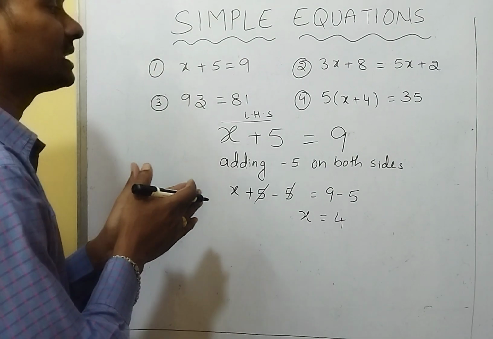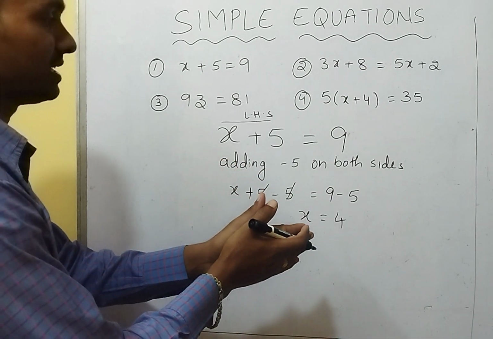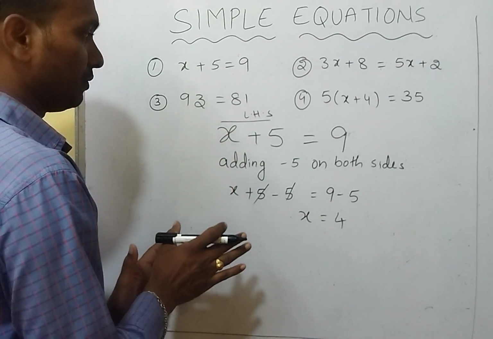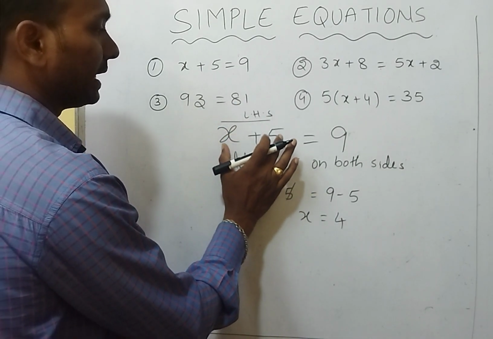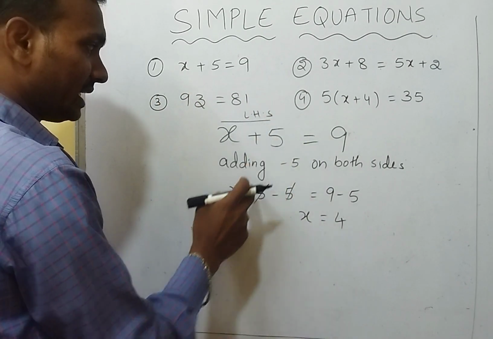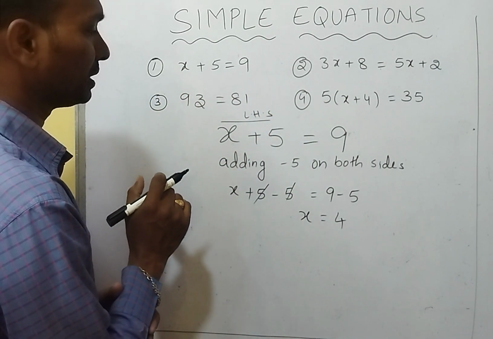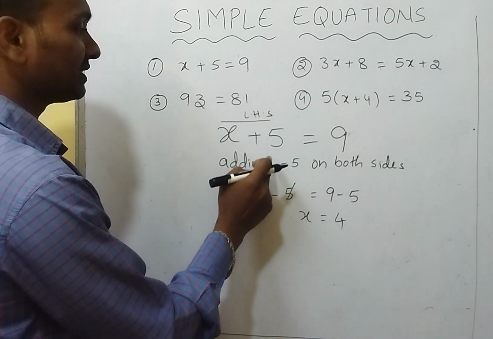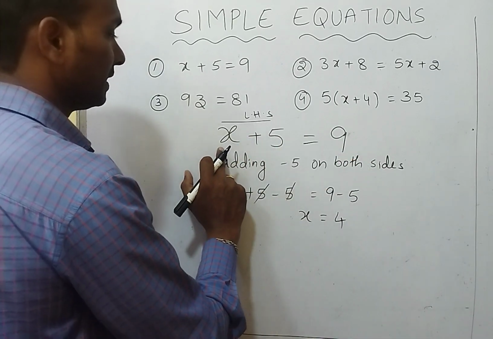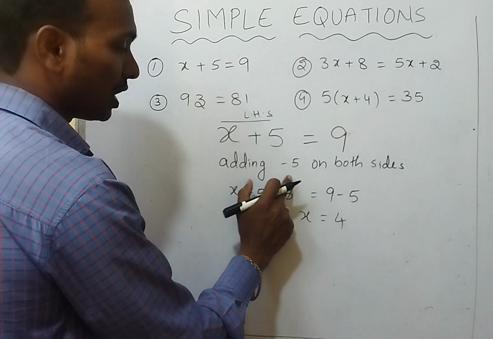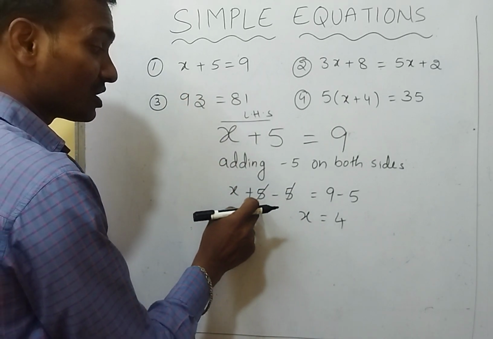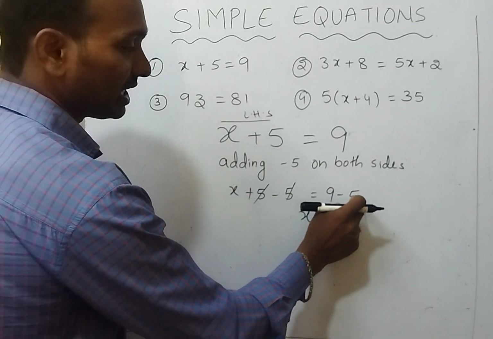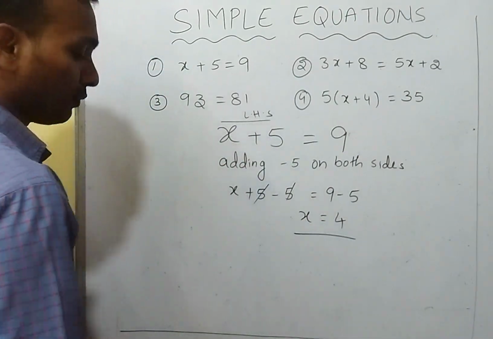We are using the balancing method. We are balancing both the sides, left hand side as well as the right hand side. On the left hand side, only variable should be there. So what is the extra part here? Number is the extra part. To eliminate that number, here plus 5 is a number, that's why I am adding minus 5. Plus 5 minus 5 becomes 0. Why am I adding minus 5? To eliminate this plus 5, because only variable should be on the left. So 9 minus 5 becomes 4. Here is the answer, x is equal to 4.